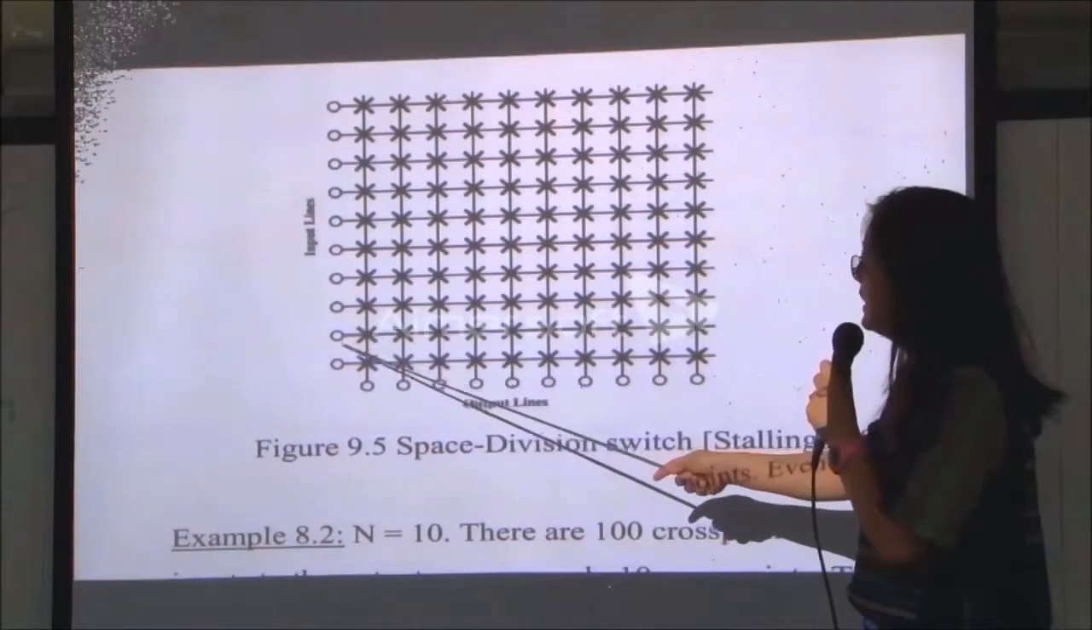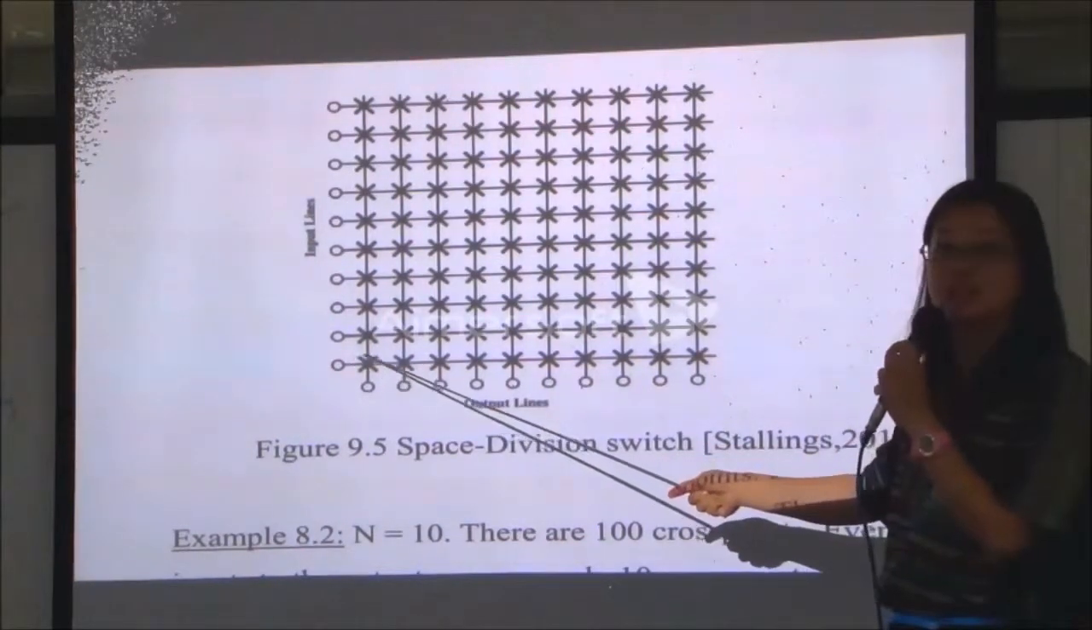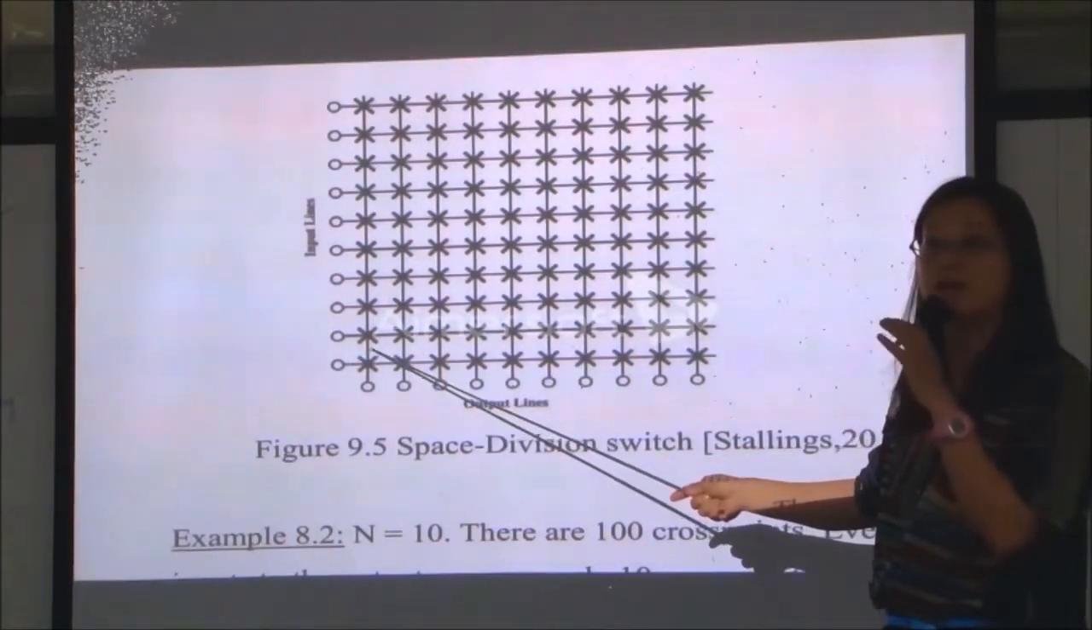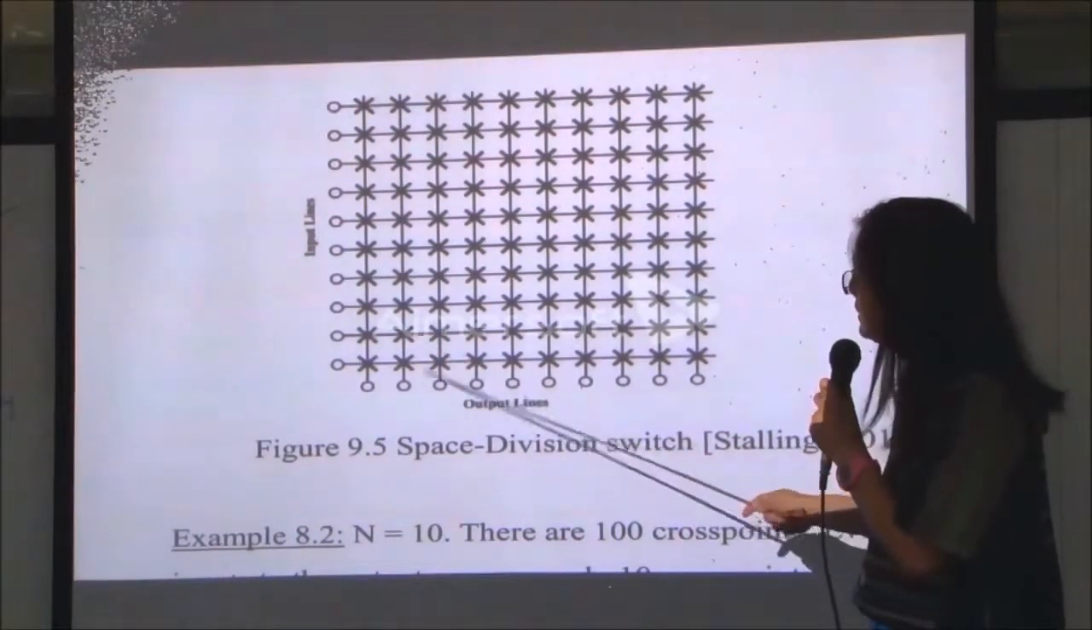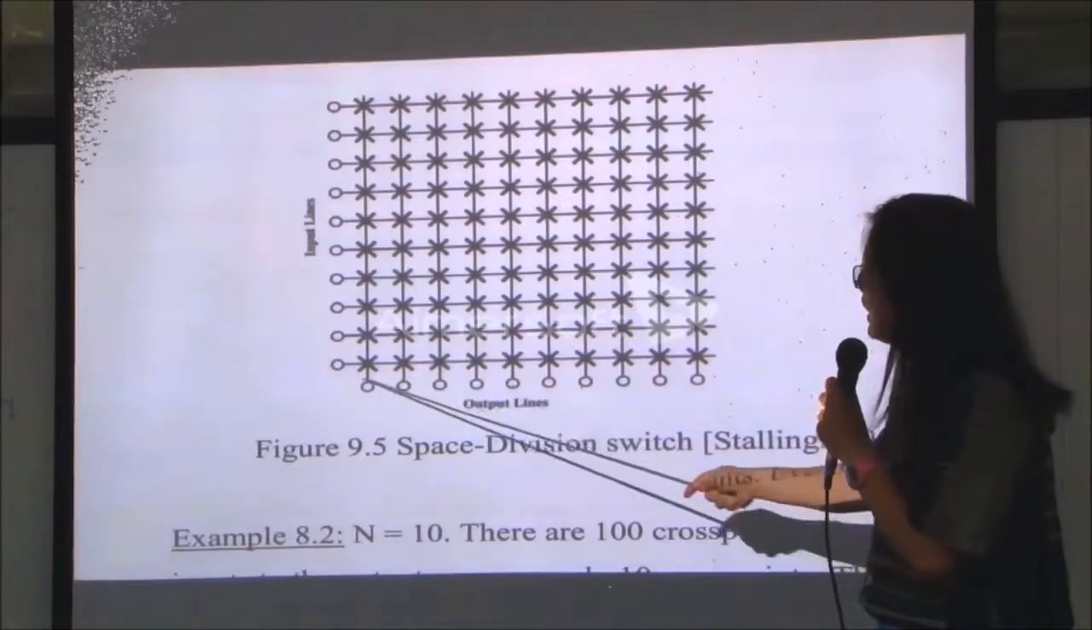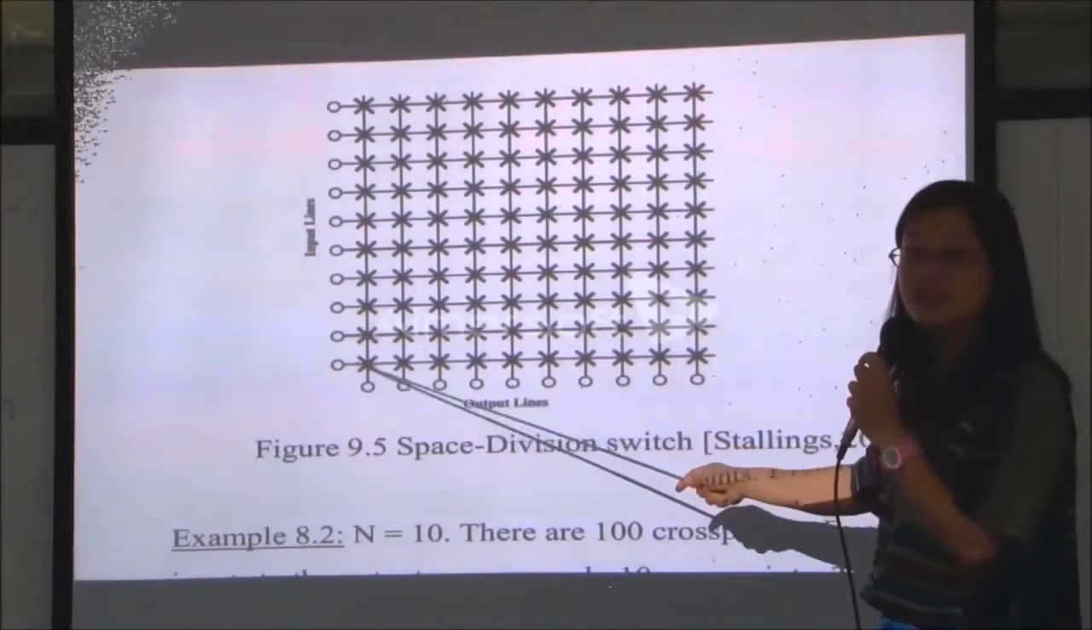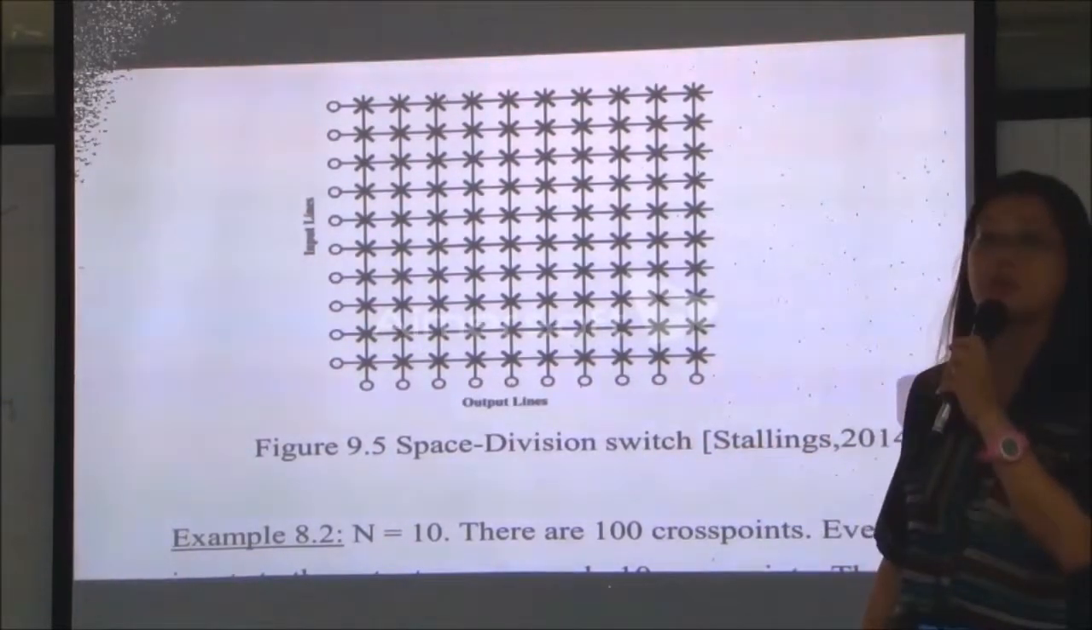We can look at this as a 2 by 2 building block. If it is a 2 by 2, it's like this one. So you just have 4 cross points, right? A small one. A 2 by 2 is just 4 cross points.